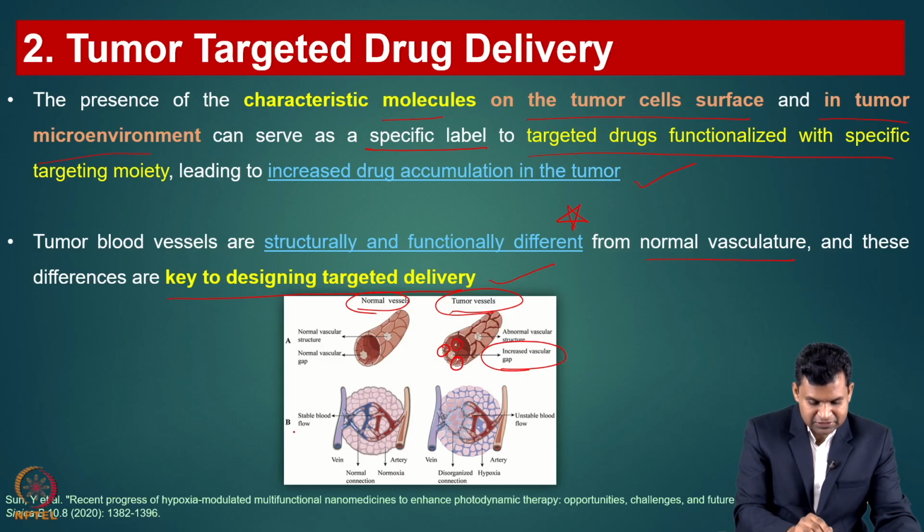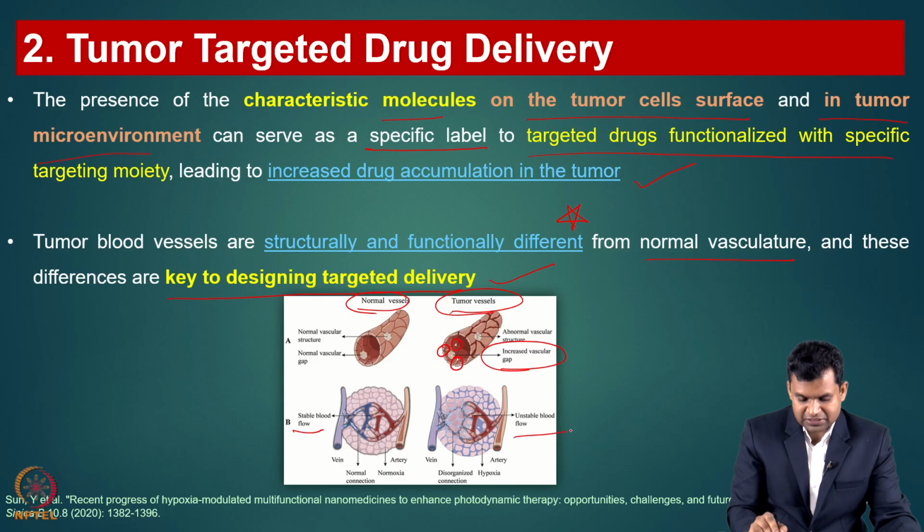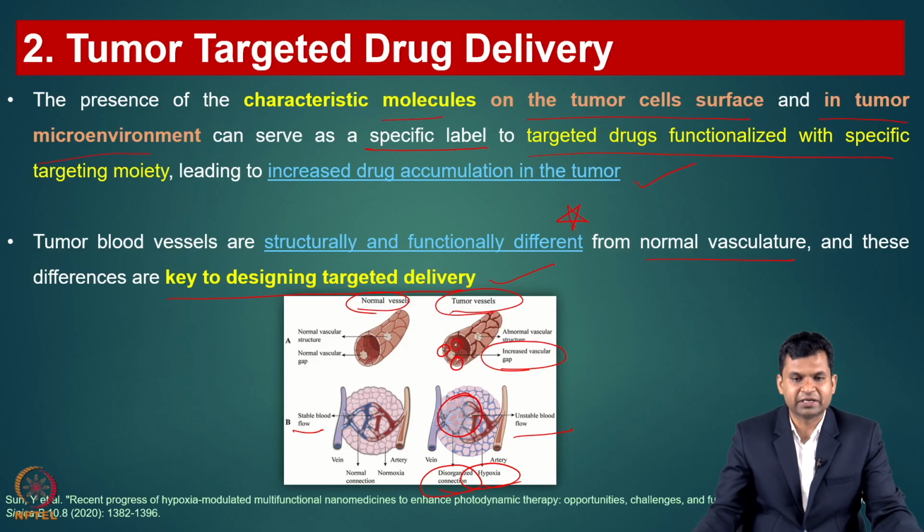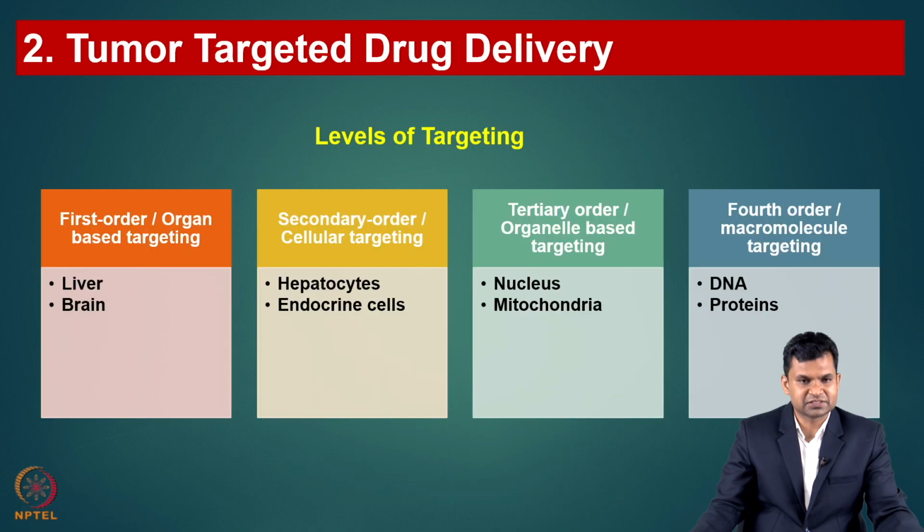Now, you can see the stable blood flow, unstable blood flow, and you can see there is a disturbance in the tissues, and these disorganized connections, hypoxia. So, those are the conditions of the tumor microenvironment. By utilizing this, we can target our formulations for the cancer therapy. This we already discussed in our first lecture.